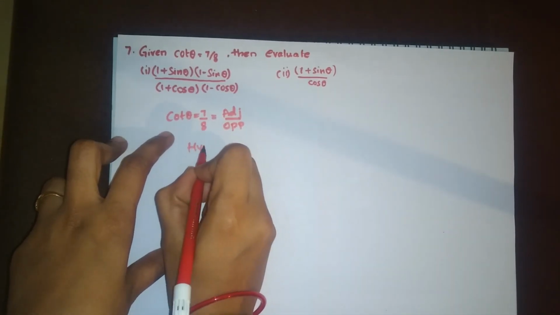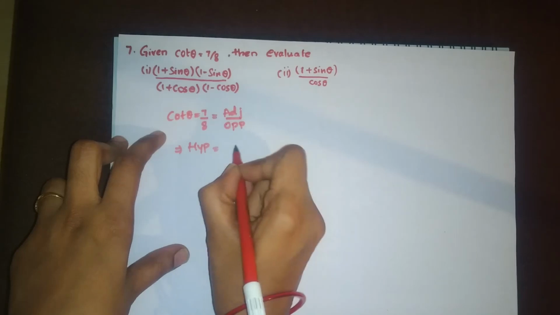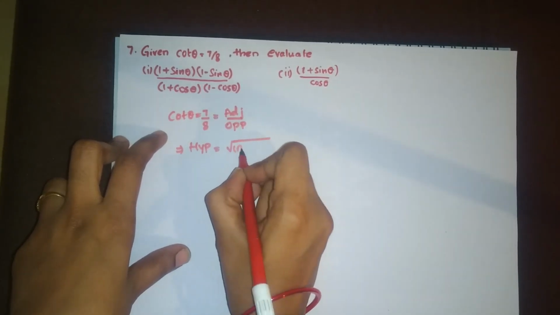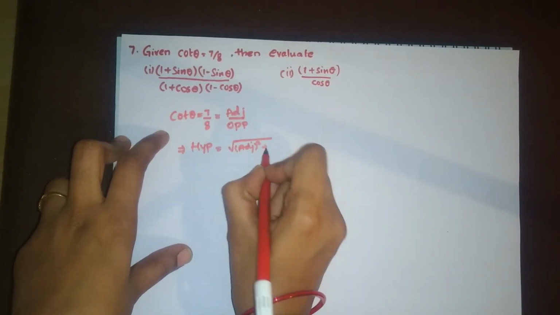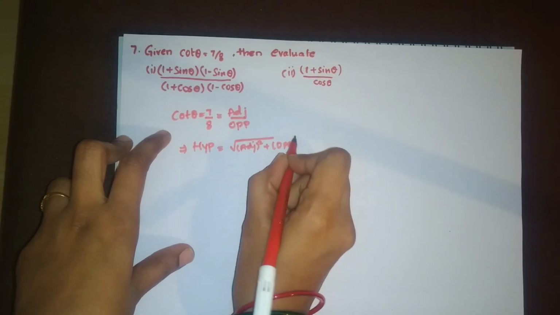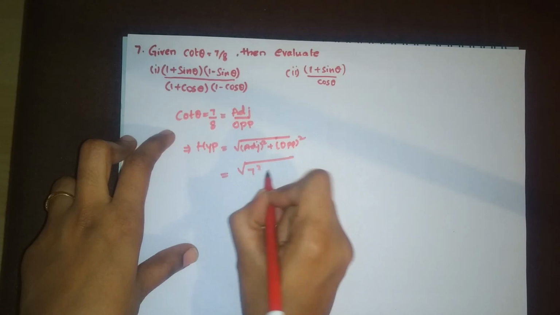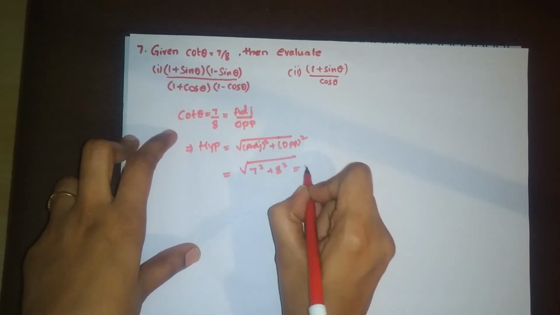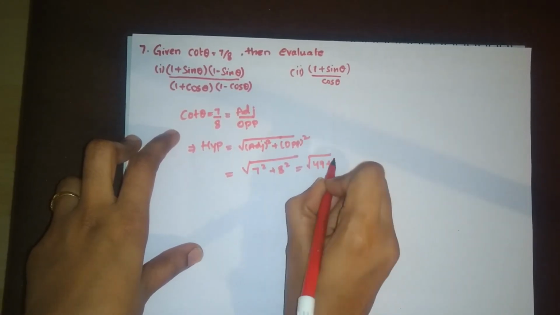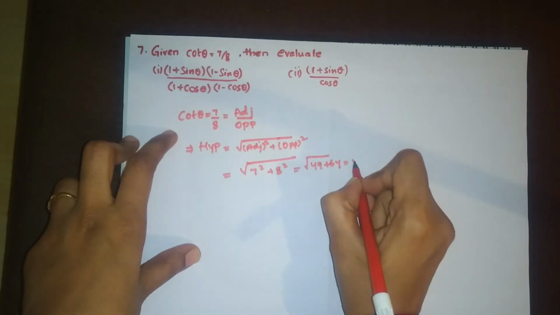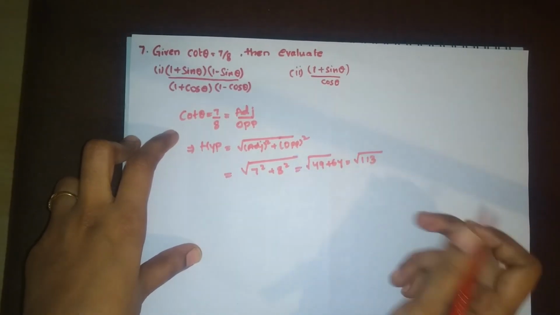Hence, hypotenuse is equal to square root of adjacent square plus opposite square, which is equal to square root of 7 square plus 8 square, 49 plus 64, which is equal to square root of 113.